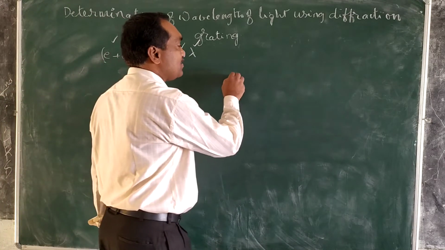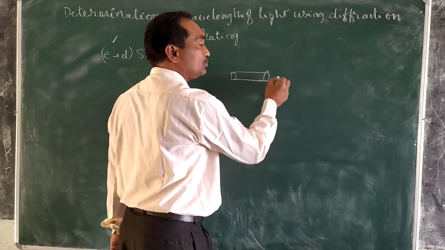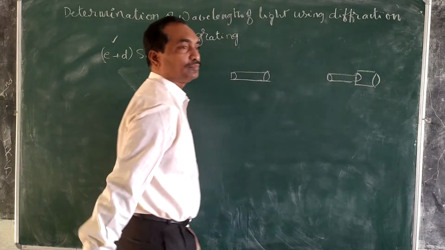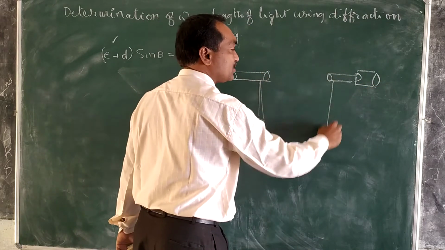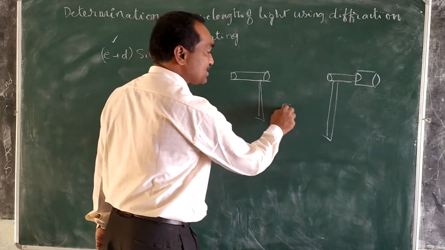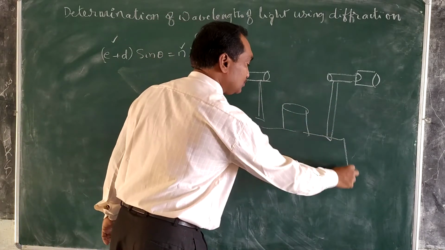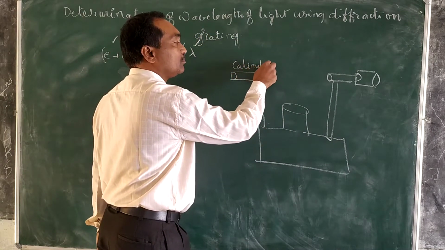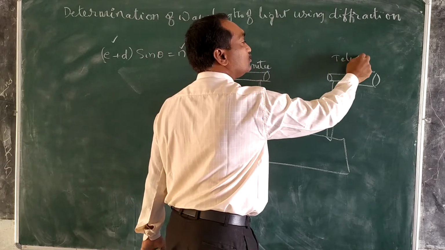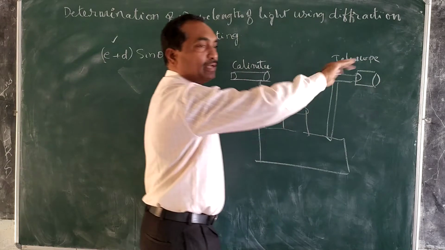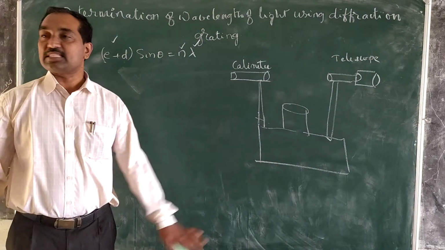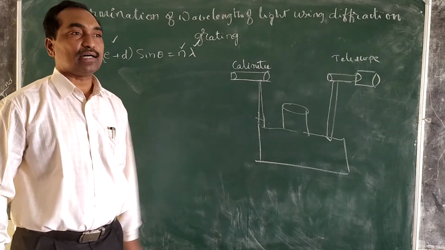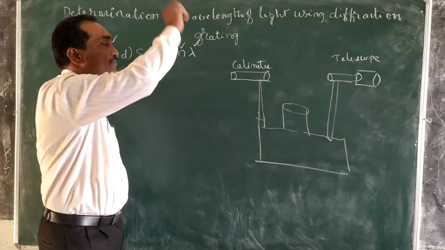There is a collimator and there is a microscope or maybe a telescope. Those two will move in all directions. There is a prism table. These two, the collimator as well as the telescope, can rotate about 360 degrees. This is the spectrometer we have in the laboratory. By using this spectrometer, we can determine the angle of diffraction.